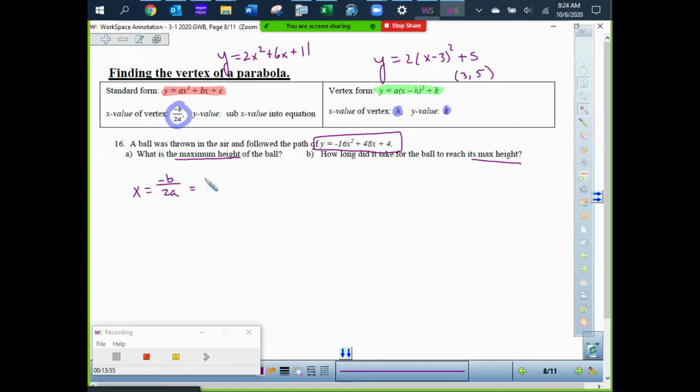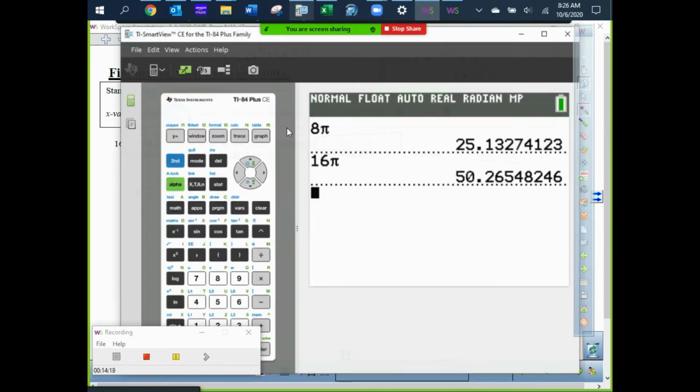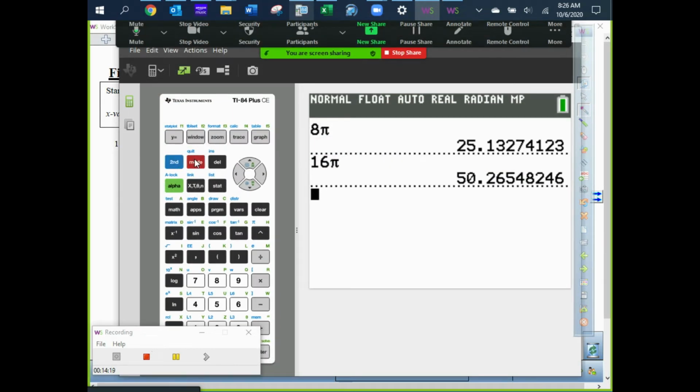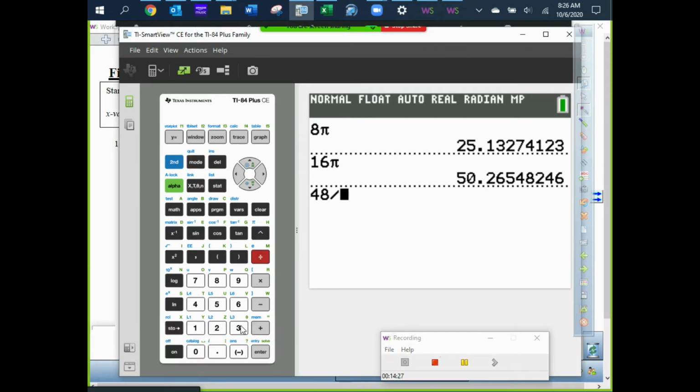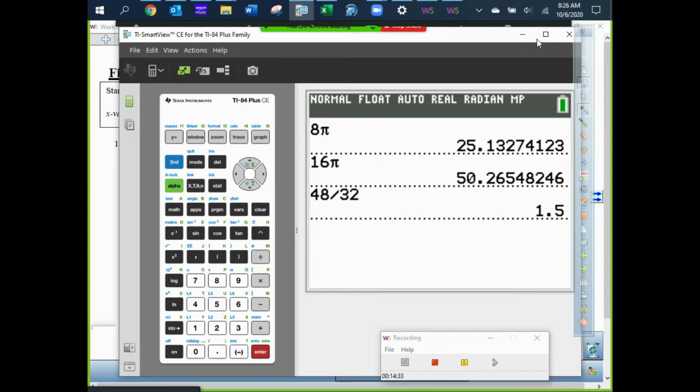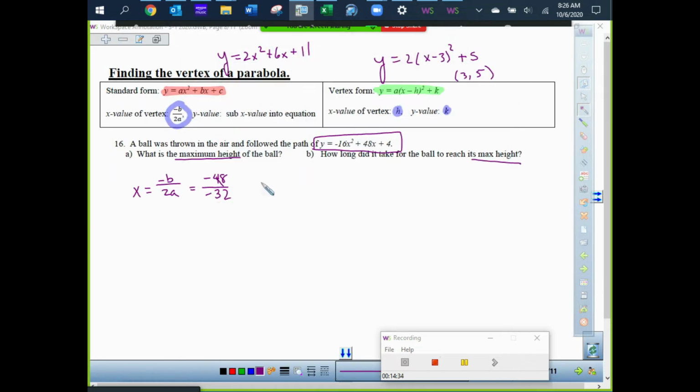Opposite of B over 2 times A. Find the x value of the vertex, or negative 32. So I'm going to punch that in because that's probably a decimal. Was it 48 over 32, right? I know they're both negative, but guess what a negative divided by a negative turns out to be? Positive, right? So I think that decimals make sense in this story situation. Instead of reducing that to 3/2, doesn't 1.5 make a lot more sense for the time in seconds? Would you rather say it took 3/2 seconds or 1.5 seconds? So that's the x value.